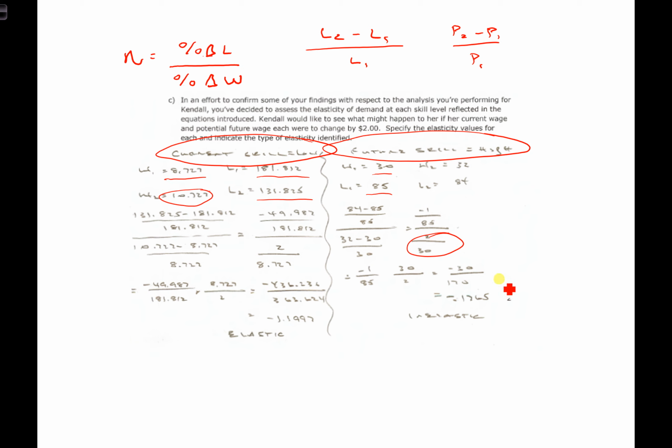So I do that, and I end up with an elasticity of negative 0.1765, which is inelastic for the future wage skill set, which is a higher order skill set, and we would expect that to be inelastic, or we would think it might be, because it's not as easily substitutable in the marketplace. Using a very similar structure, I identified the current skill level elasticity of demand when there was a $2 change in wage, and it gave us a demand elasticity of negative 1.1997, or 1.2, which was elastic. And that's the answer to C.